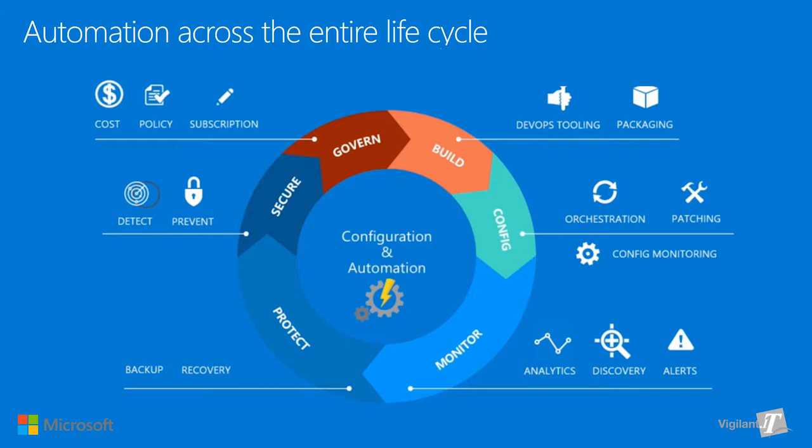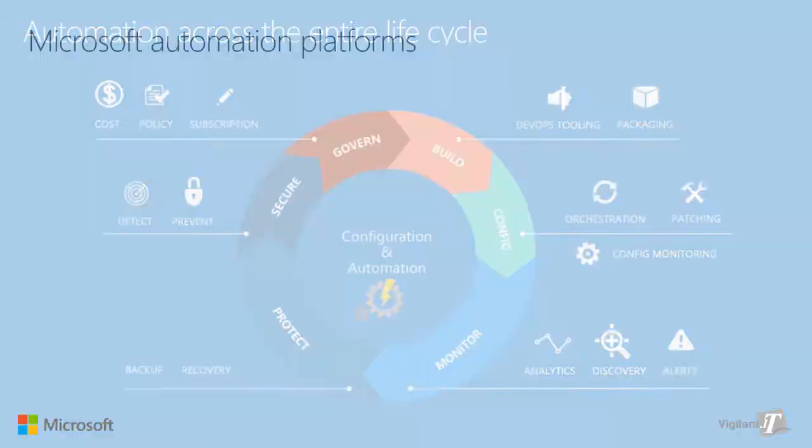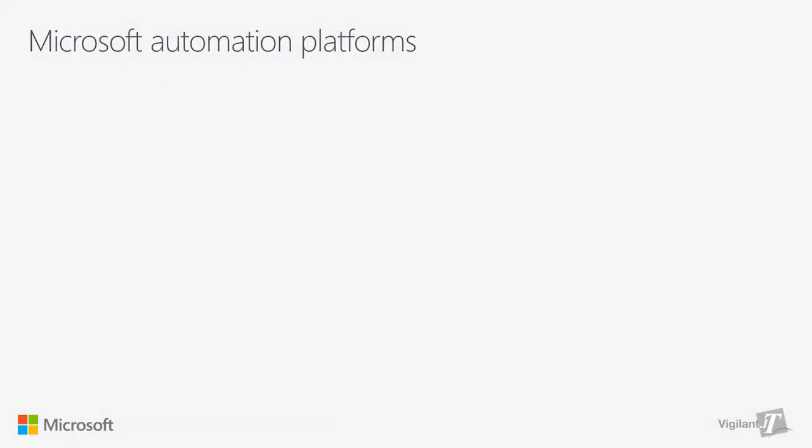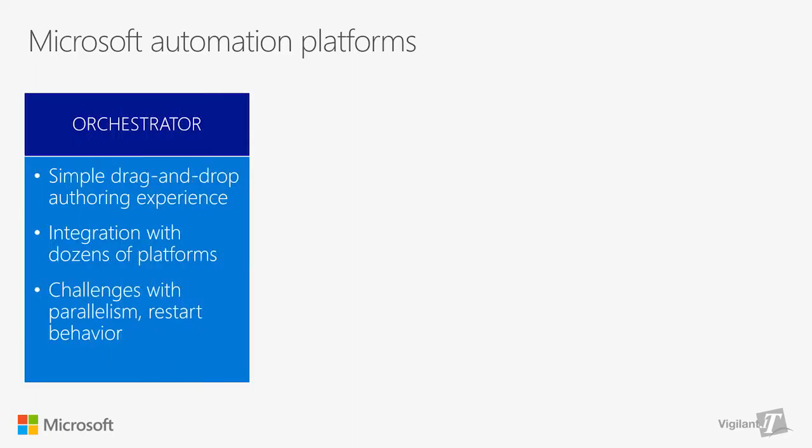Knowing the what and the why, we must of course now ask, how? What are the platforms Microsoft has so far put at our disposal to start implementing automation? Orchestrator was the first platform offered. It is a workflow-based engine that gave you a simple visual drag-and-drop authoring experience. It integrates with a lot of different systems through the use of Integration Packs, but presents a set of challenges and restrictions such as parallelism, when the result of an action would return multiple values, restart behaviors when initiated from a runbook, the use of a 32-bit PowerShell engine, and no checkpoints. In addition, Microsoft will no longer continue developing this engine.